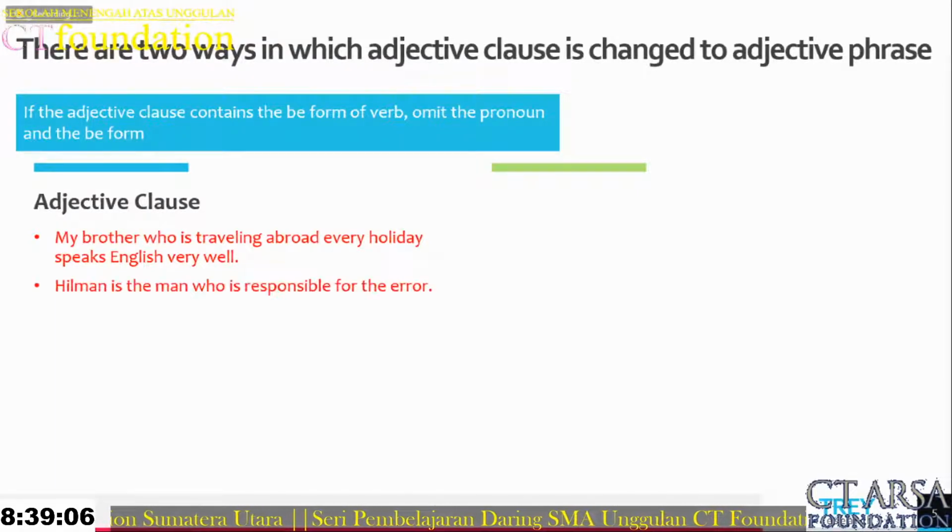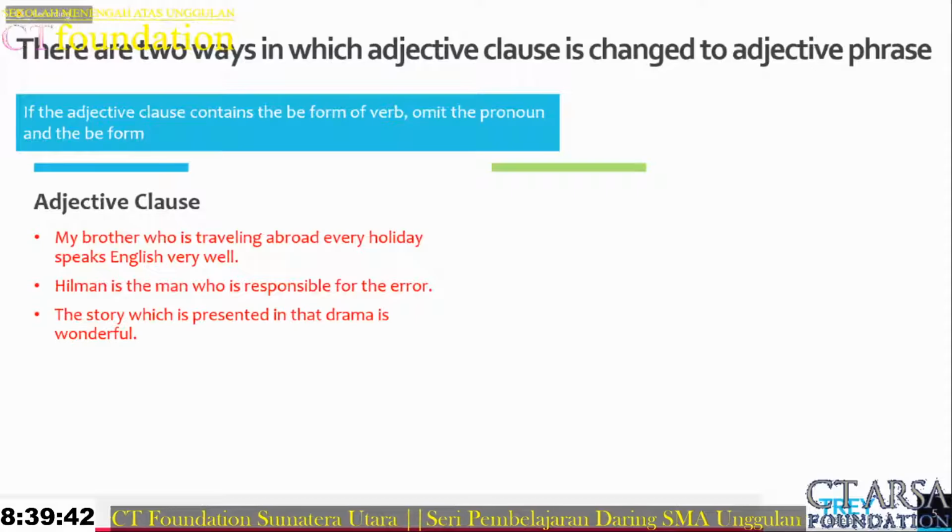Okay, so number two, Hillman is the man who is responsible for the error. Do you find the adjective clause here? What is the adjective clause here? Who is responsible for the error. That's right. So what is the relative pronoun here? Who. And then do you find be there? Is. That's right.